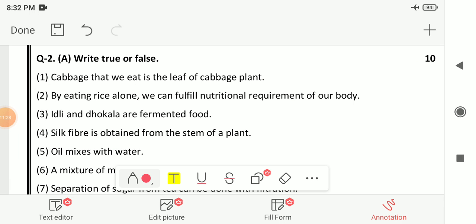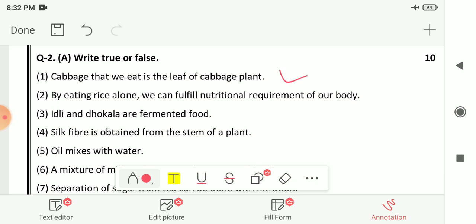This question is write true or false. Here, if the sentence is correct, then you have to write true, and if the sentence is incorrect, then you have to write false. So let me start with the first number. The first one is: cabbage that we eat is the leaf of cabbage plant. So here your answer is true. We are eating the leaf of the cabbage plant as the cabbage. So it is the leaf of the plant.